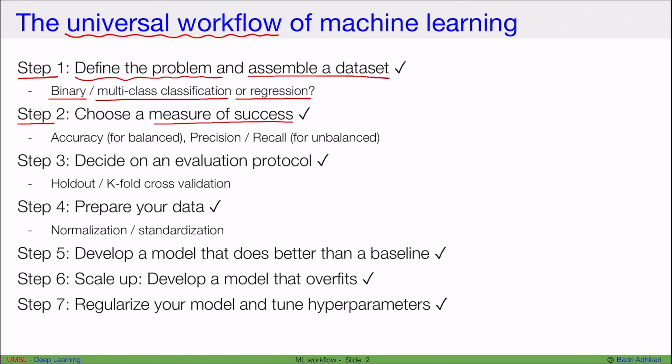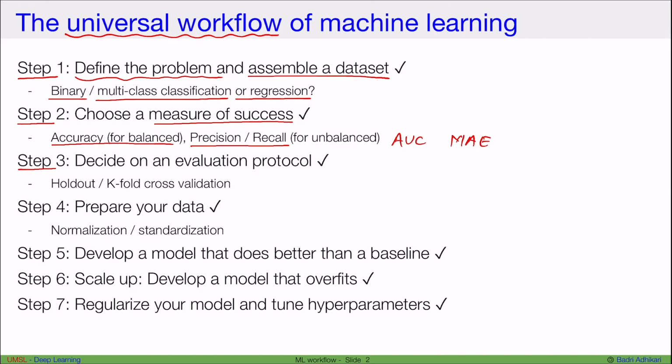The next step is to choose a measure of success. That is, how are you going to evaluate the model? What is important for the problem that you are solving? Is it important to have a high accuracy? Or is it important to have recall or precision high? Or do you want higher AUC? Or do you want very low MAE? So what exactly are we looking for in the problem? And that becomes our measure of success.